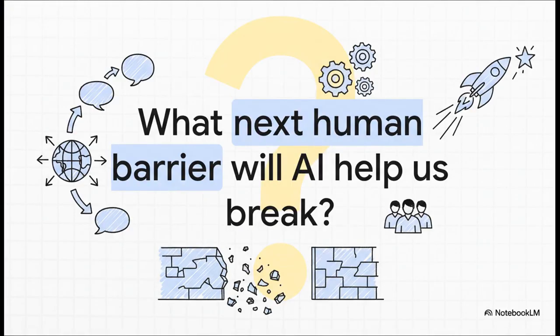So, from decoding a single word to powering global communication, language detection is a fundamental building block of the AI we use every day. It's already breaking down so many language barriers, and that leaves us with a final, really fascinating thought. As this technology gets better and better, as it continues to master the incredible complexity of human language, what is the next great human barrier it's going to help us break?